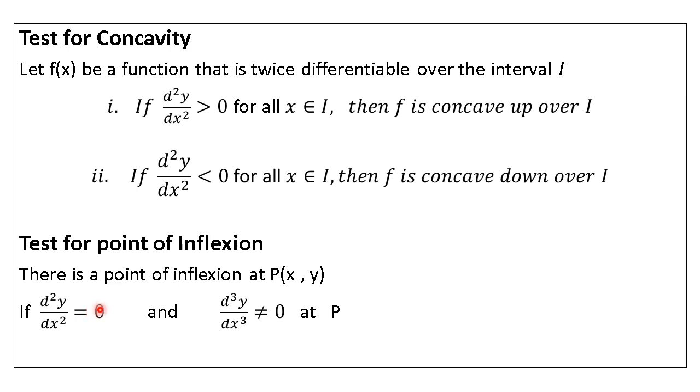To find the points of inflection here, put d square y by dx square equal to 0 and ensure that the next derivative, d cube y divided by dx cube, is not equal to 0 at this point. This is the procedure we have to follow.